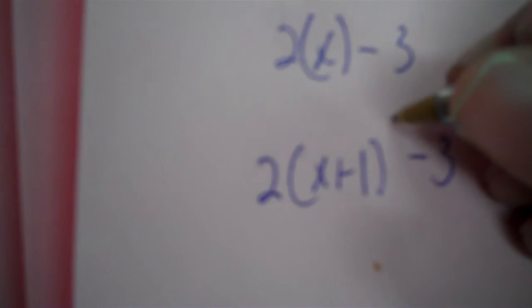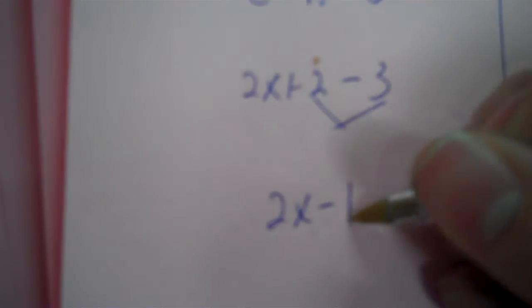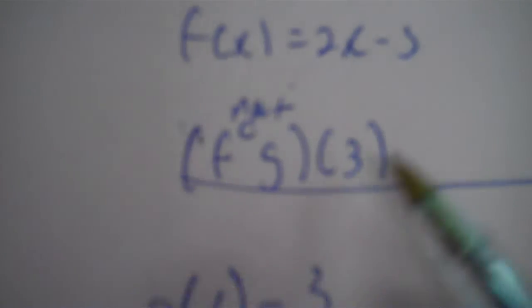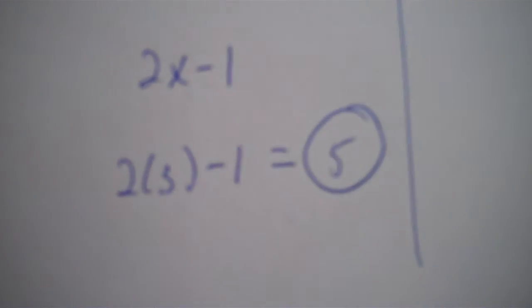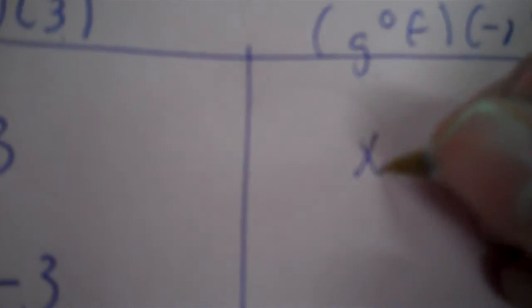Now you need to simplify. If you have an exponent outside the quantity, you're going to need to duplicate it, but we don't have that, so we just need to distribute and simplify. So 2x plus 2 minus 3. Combine those, that's negative 1, 2x minus 1. Now you substitute 3 into your simplified expression. 2 times 3 minus 1. 2 times 3 is 6, minus 1 is 5. That's the answer. Now over here you start with the g, x plus 1.